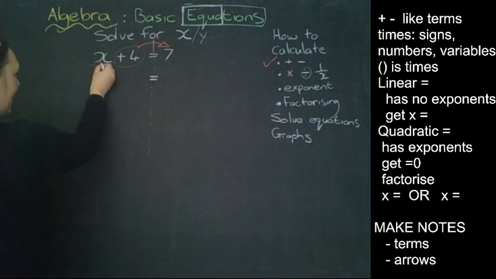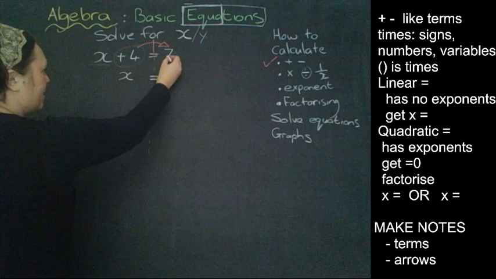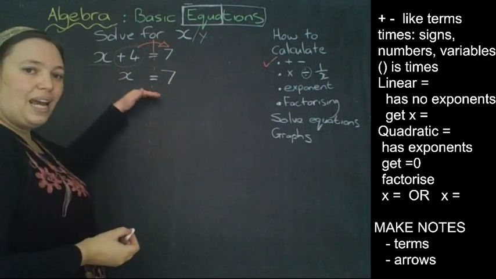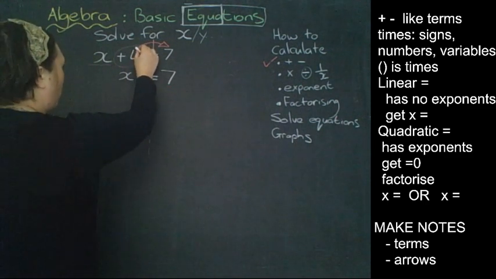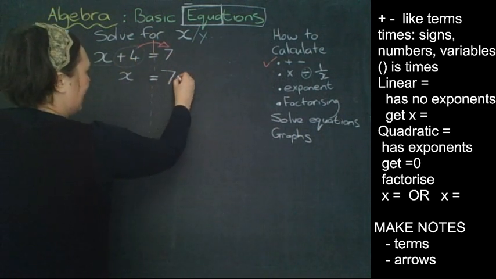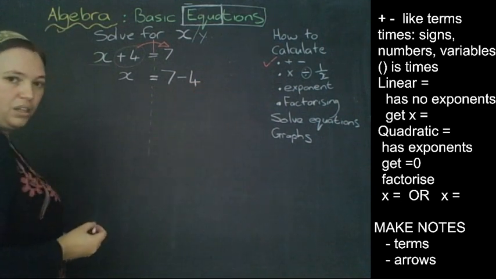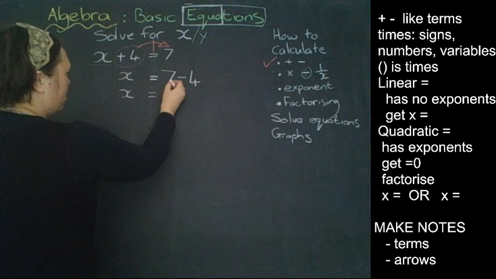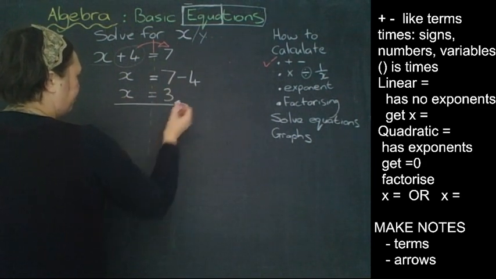So the x is going to stay here. The 7 is going to stay there. So first write everything that stays. Now the 4 is moving to the other side, so the positive becomes a negative. And we've got the 4. Okay, so now let's work it out. x equals 7 minus 4 is 3. And there is our answer.